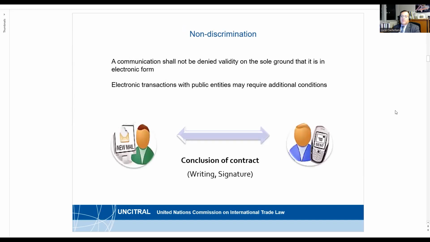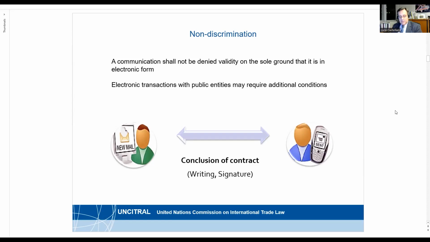So the principle of non-discrimination. This is quite simple. It gives a legal effect, legal recognition to electronic exchanges. So for instance, with respect to communications, the principle says that a communication shall not be denied validity only because it is in electronic form. So it may, of course, be denied validity for different reasons. But of itself, the electronic form is not a sufficient reason.